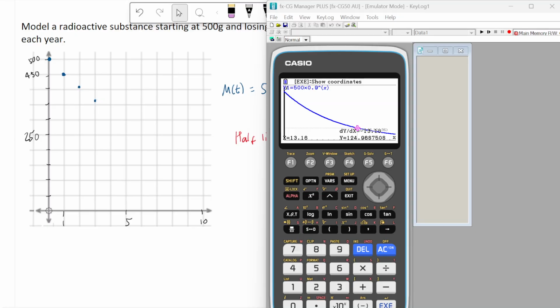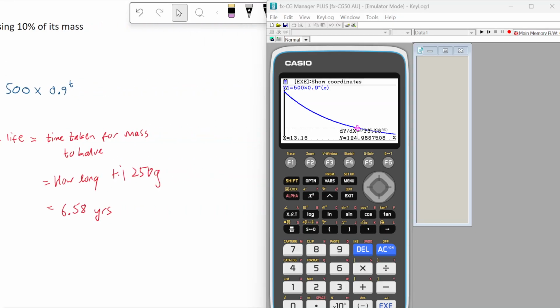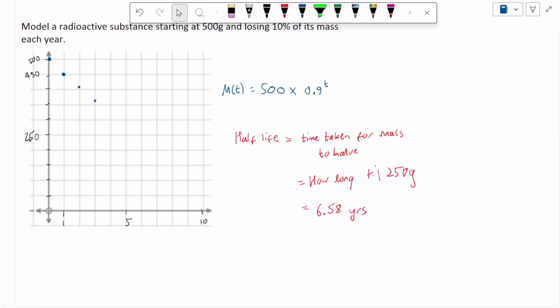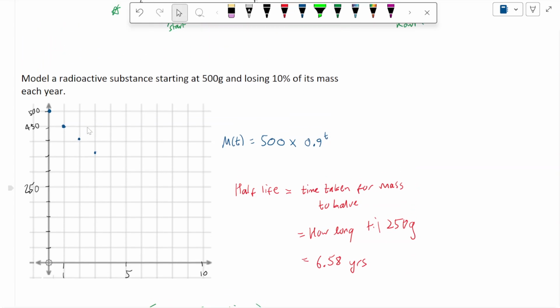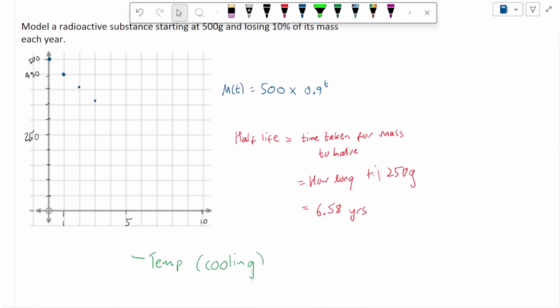And you'll notice that no matter where you start from, so even if your thing started at 400 and you waited till it got down to 200, that would still take 6.58 years. So it doesn't matter where you start from with radioactive decay. Some more examples of decay are like temperature, if we're like cooling a substance. And that's going to be really useful for figuring out, if you put something in the freezer, how long it's going to take to cool down to certain temperatures.